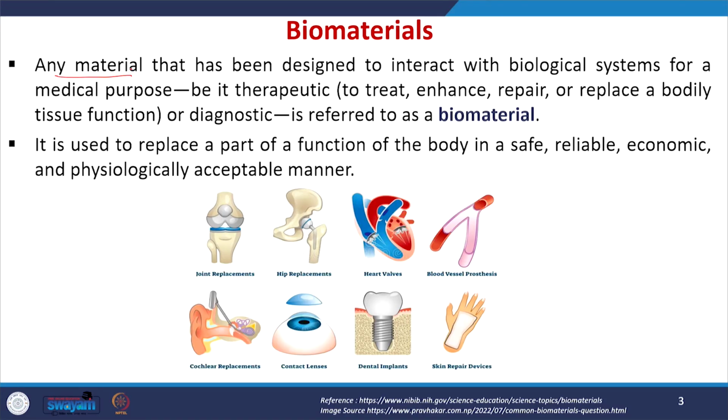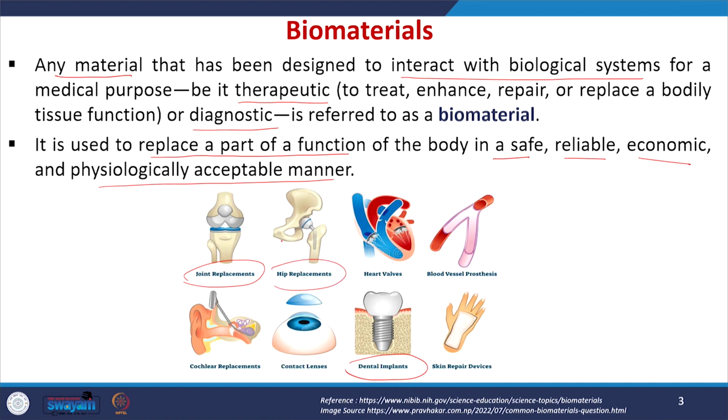Biomaterial means any material that has been designed to interact with the biological system for medical purpose. It can be for therapeutic or it can be for diagnostic application. Biomaterial is used to replace a part of a function of the body in a safe, reliable, economic and physiologically acceptable manner. So, these are some of the examples of biomaterial: dental implants, joint replacements, hip replacement. Whenever we develop the biomaterials, we have to understand the biocompatibility before we implant these biomaterials into the human body.